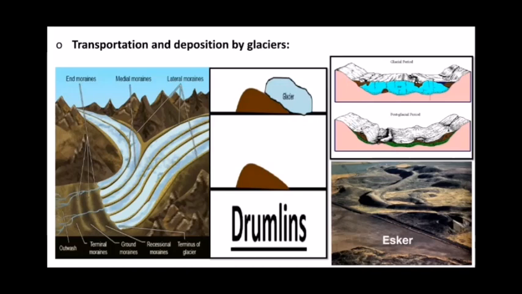The first one is the ground moraines, okay, which is near the ground, you can see in the picture. Next is the lateral moraines. Third one is the medial moraines, okay, that is in between. And the last one is the terminal moraines. So these are the 4 types of depositional moraines. So children, the depositional work of glaciers also produces certain types of landforms like drumlins and eskers.